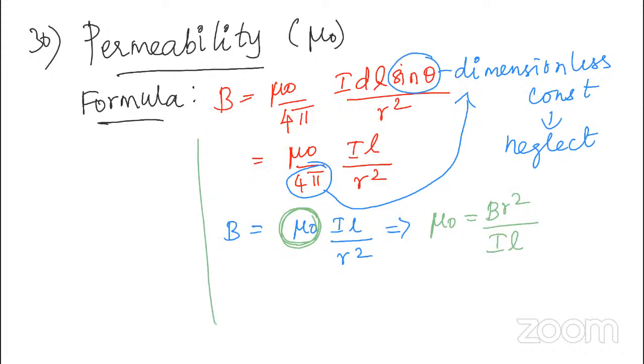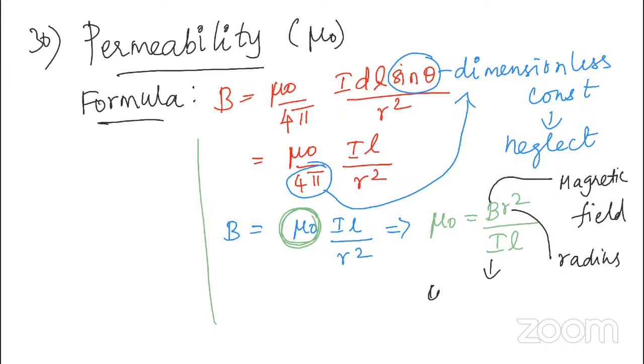Already we know the value for magnetic field, B, which is nothing but the magnetic field. And radius is calculated in meters. Here R is the radius, I is the current, and L is the length. Now substitute all the dimensions.